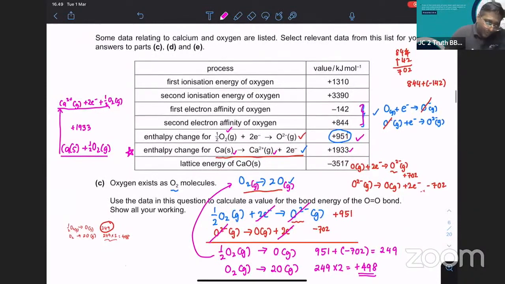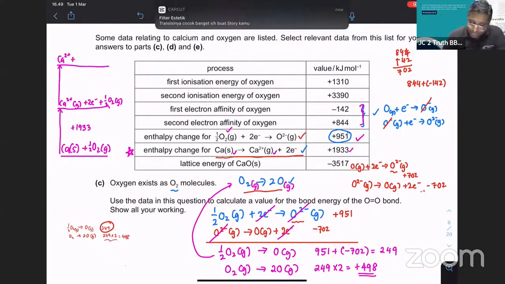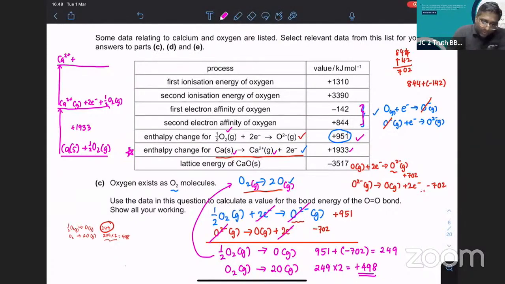From here to here, I'll just straight away put Ca2+, and then you are going to get half O2 plus 2 electrons to give you O2 minus. So it means that O2 minus, this is gas, this is gas. That value is 951. I have this 951, and then I am going to react.